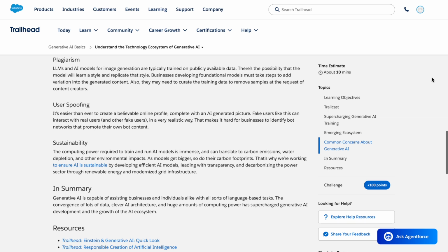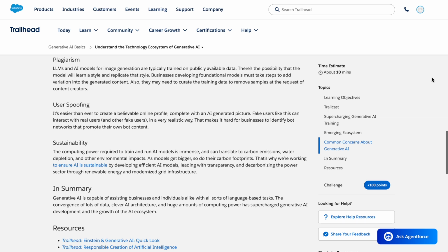Sustainability. The computing power required to train and run AI models is immense and can translate to carbon emissions, water depletion, and other environmental impacts. As models get bigger, so do their carbon footprints. That's why we're working to ensure AI is sustainable by developing efficient AI models, leading with transparency, and decarbonizing the power sector through renewable energy and modernized grid infrastructure.